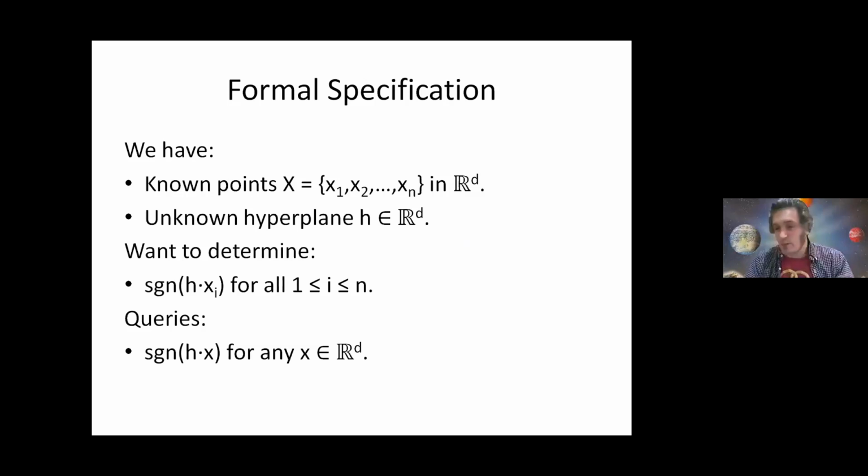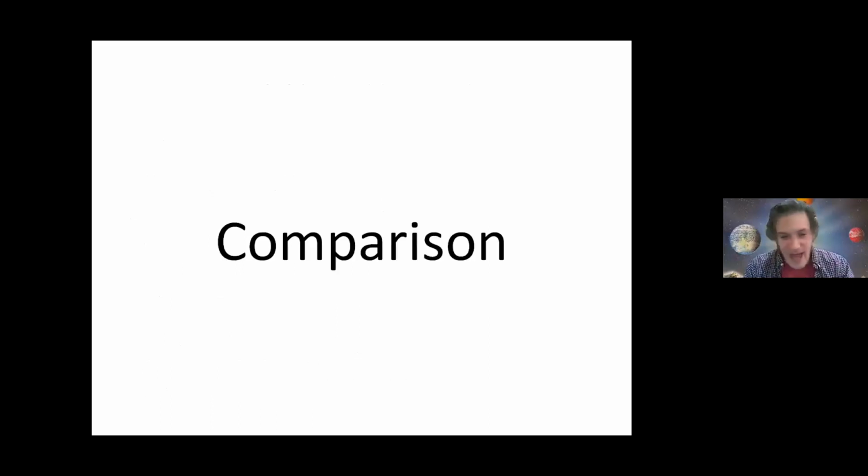The queries that we can perform are that we can pick any point x in R^d we like, and we can learn the sign of H dot x. And the goal, of course, is, how many queries are necessary to learn the correct classification on all of our points? So that's the active learning problem.